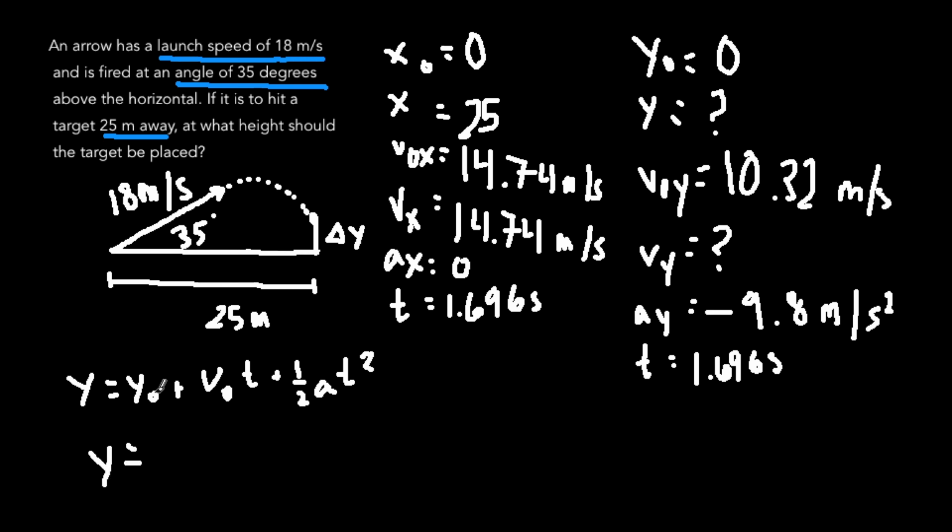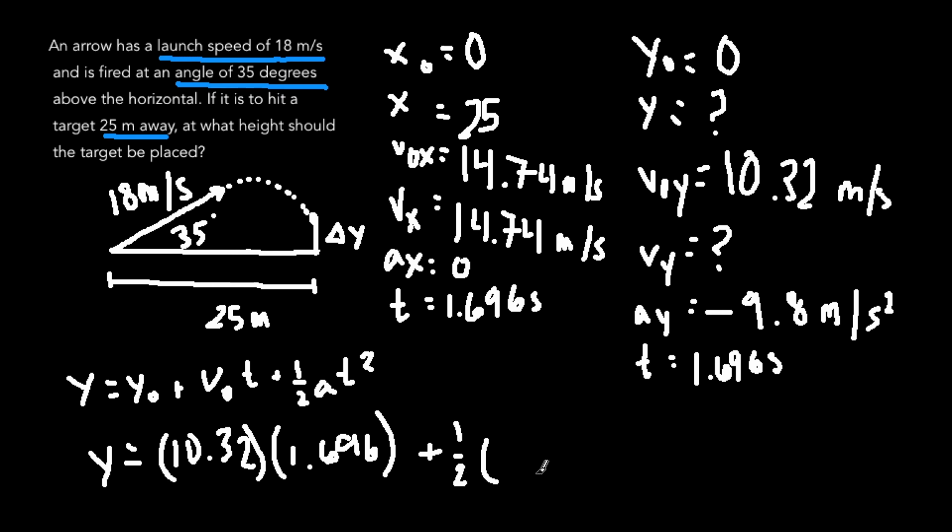But anyway, y is equal to, y naught is 0, so I'm not even going to bother plugging that in. V naught in the y direction is 10.32 meters per second, obviously. Time is 1.696 seconds plus 1/2 acceleration, which is negative 9.8 meters per second squared, and time is 1.696 squared. Make sure not to forget to square, and make sure not to forget that there is a 1/2.